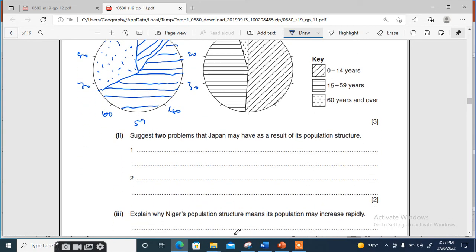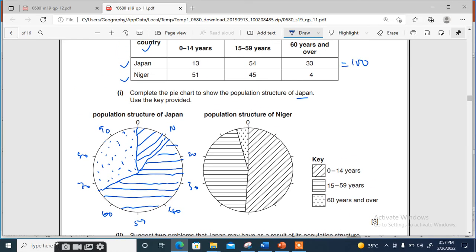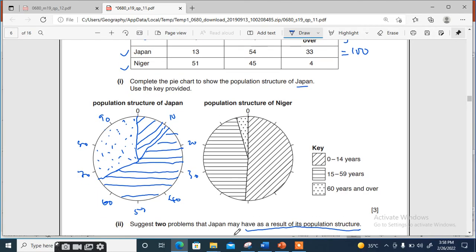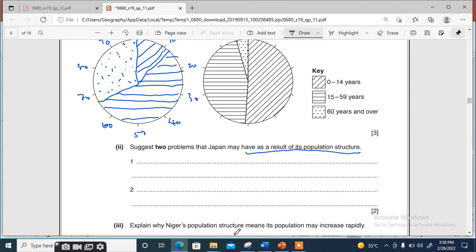Now, suggest 2 problems that Japan may have as a result of this population structure. If you look at their population structure, what you will notice is Japan has the highest proportion of people above 65, within the retirement age. They have a low number of youthful population. So there is a high amount of old people in Japan. The basic thing is to look at the impact of having a high amount of aged people within the country. So there will be a need for care homes for the elderly.